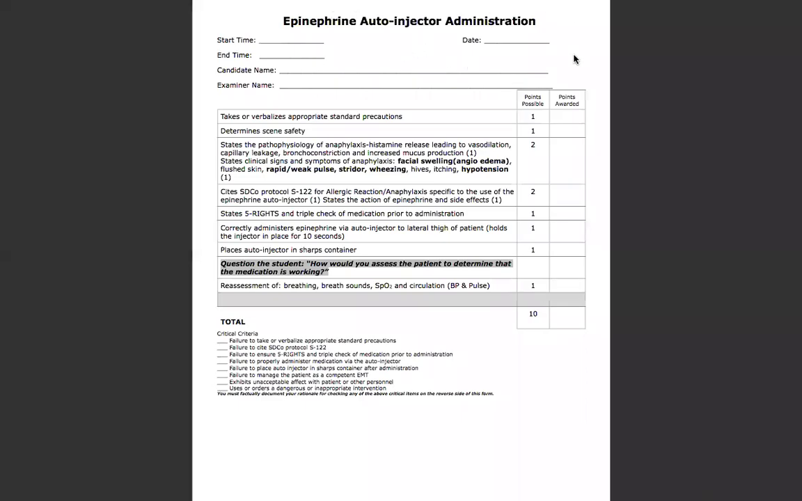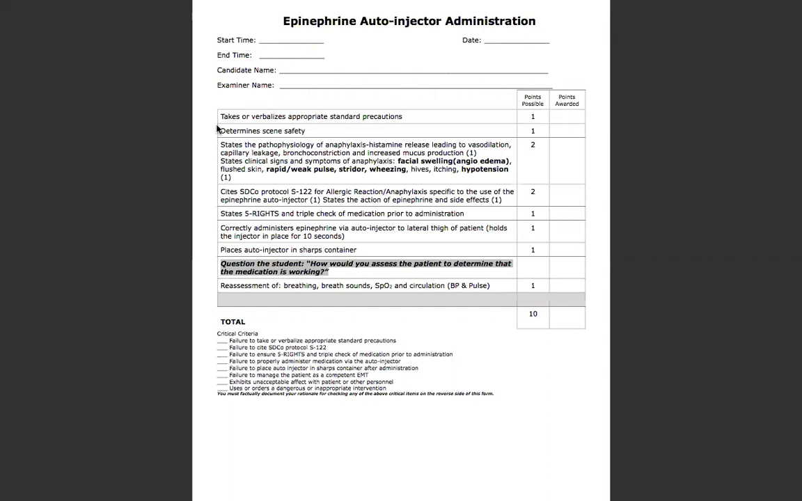This is Mark with Miramar College, and today we're talking about the medication administration for epinephrine. What you see in front of me right now is the epinephrine auto-injector skill, but you can also think of this skill as part of the medical assessment. Just replace standard precautions, scene safety with the field impression.